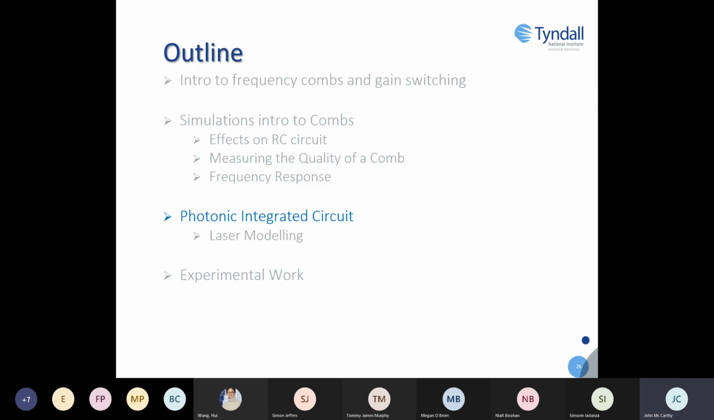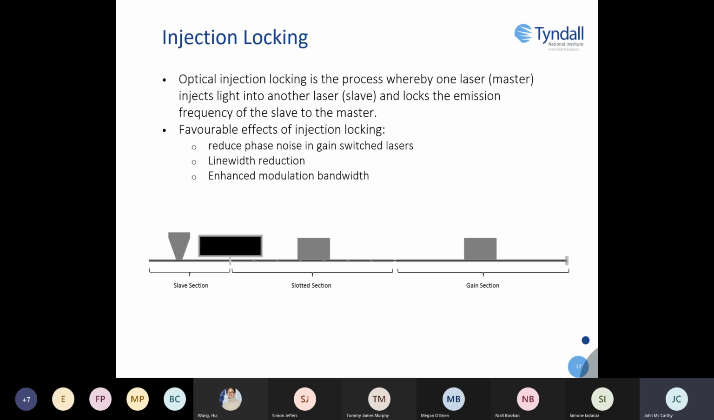So next, I'm moving on to a photonic integrated circuit that was designed and fabricated to generate frequency combs. So here's a 3-section device. It is made up of a 2-sectioned master and slave section. Ultimately, the slave section will be gain switched, but the master-slave configuration would allow us to take advantage of injection locking.